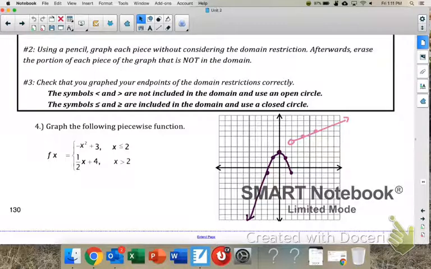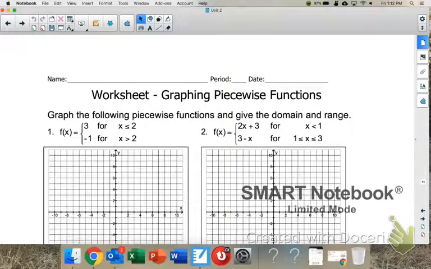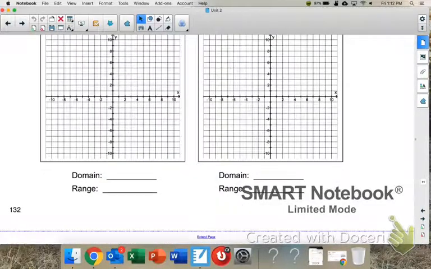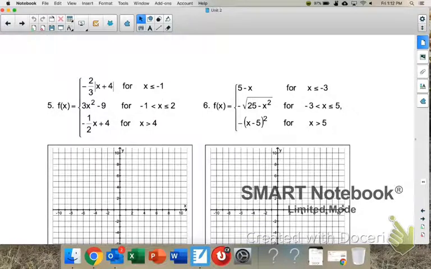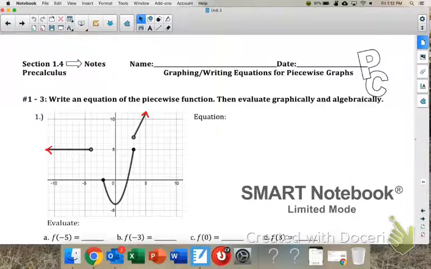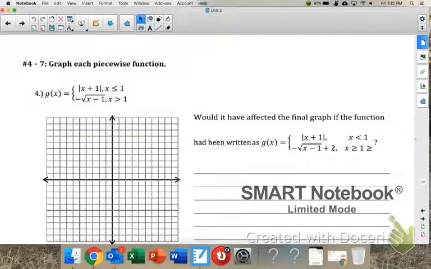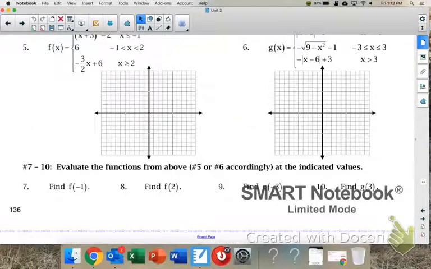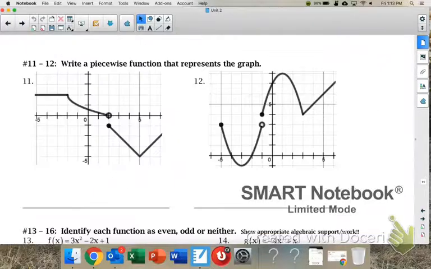For your homework on this section, we're going to do quite a bit of this because it takes a little bit of practice. So I would like for you to start on this page right here, which is page 132. We're going to do 132 along with 133, all problems. We're going to do 134, 1 through 7. And we're going to do 135, 1 through, I think I stopped at 12.